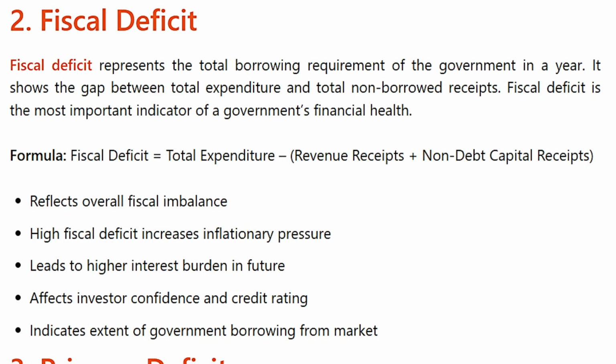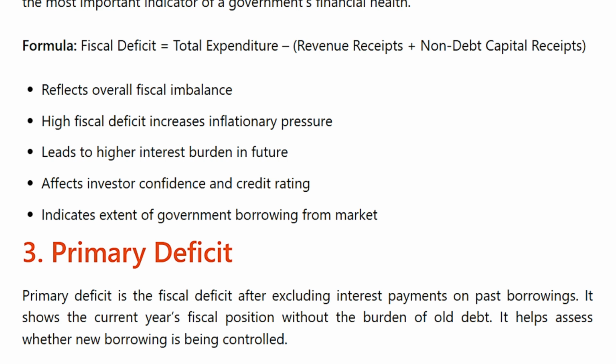Fiscal deficit. Fiscal deficit represents the total borrowing requirement of the government in a year. It shows the gap between total expenditure and total non-borrowed receipt. Fiscal deficit is the most important indicator of a government's financial health. Formula: fiscal deficit equals total expenditure minus revenue receipt plus non-debt capital receipts. Reflects overall fiscal imbalance. High fiscal deficit increases inflationary pressure, leads to higher interest burden in future, affects investor confidence and credit rating, and indicates the extent of government borrowing from the market.